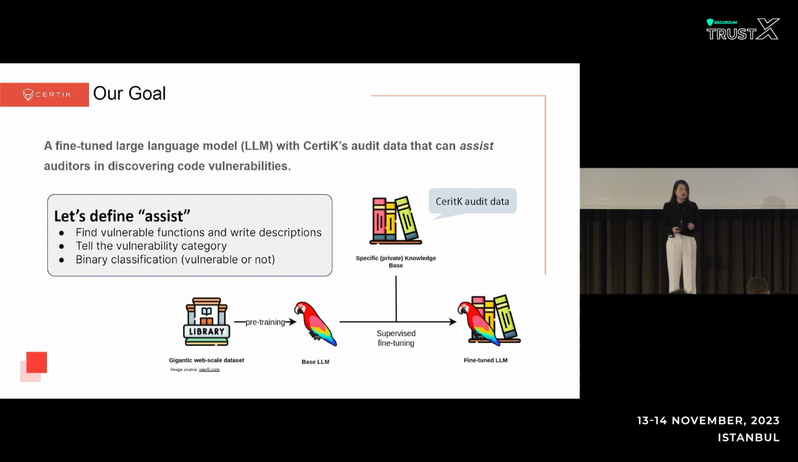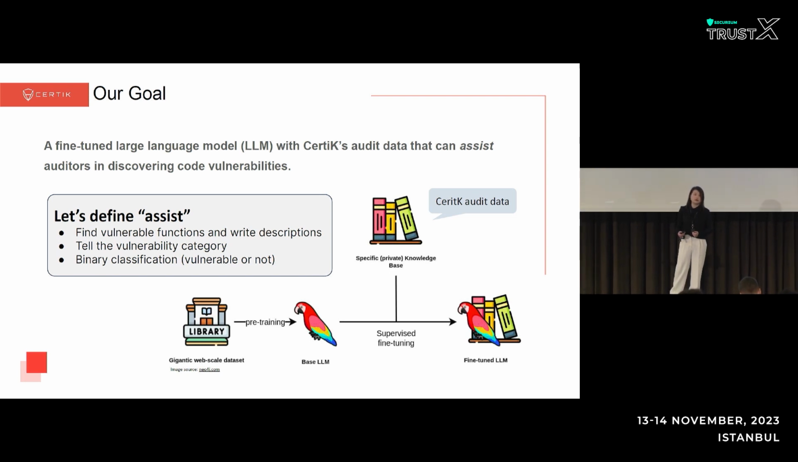Now, a little more detail on how we define assist. Here we categorize it into three things we want to do. First is finding the vulnerable functions and writing a description, meaning we expect the LLM to tell us where the function is vulnerable and also provide more description. The other is telling us the vulnerability category. For instance, we can expect the LLM to tell us if the function is vulnerable with a math issue, gas issue, or maybe a logical issue. The last one is very simple: a binary classification. Let the LLM tell us if the function itself is vulnerable or not, a yes or no task.